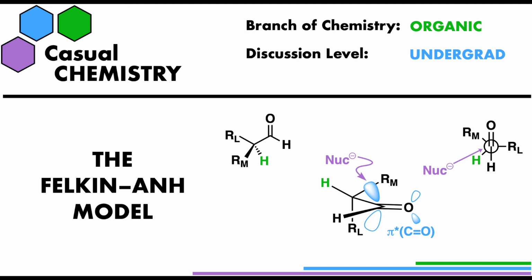Hi everyone. Today I'm going to run through the Felkin-Anh model, arguably one of the cornerstones of diastereoselective synthesis in organic chemistry. I'll run through the origins of the model and the requirements on any reaction, and also show a particularly effective use of it in natural product synthesis at the end.